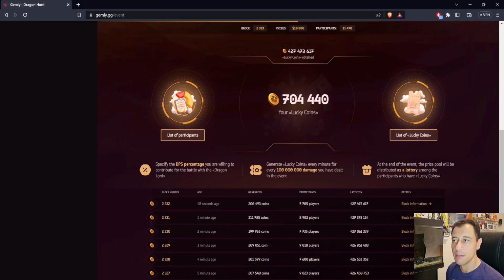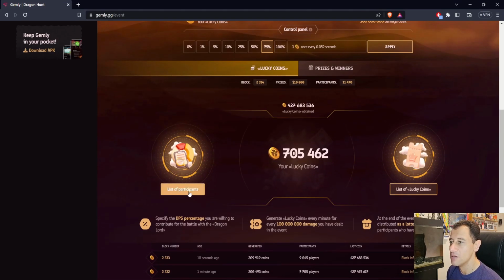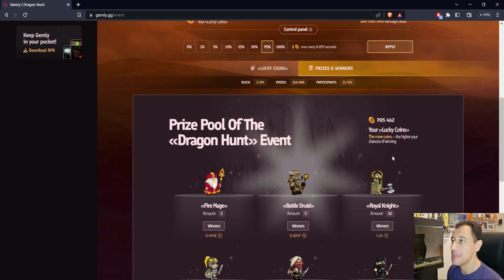Here there are some more instructions, okay? So you specify your damage per second, percentage, okay? You generate lucky coins every minute for every 100 million damage that you have dealt in the event, okay? Then you will get a lucky coin for that. At the end, there's the lottery, okay? So if I actually see what my chances are, if I go to prizes and winners up here, I can actually see my percentage.